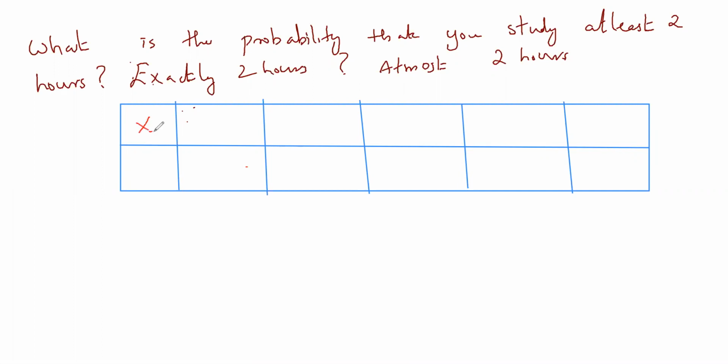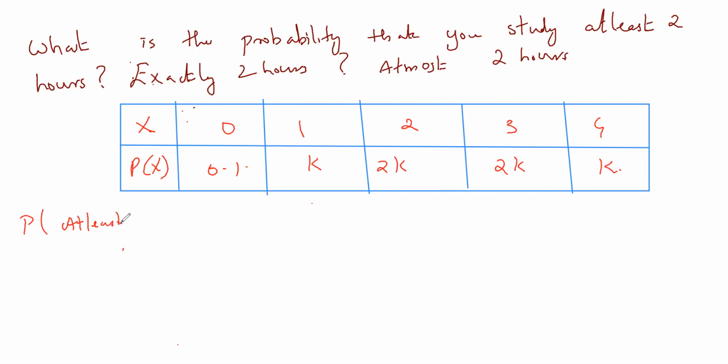This is my x. P of x: 0, 1, 2, 3, 4, 0.1, k, 2k, 2k and k respectively. First question is, we study at least 2 hours. So minimum 2 hours. So first question right here, probability of at least. And what is my x? Number of hours that I study.